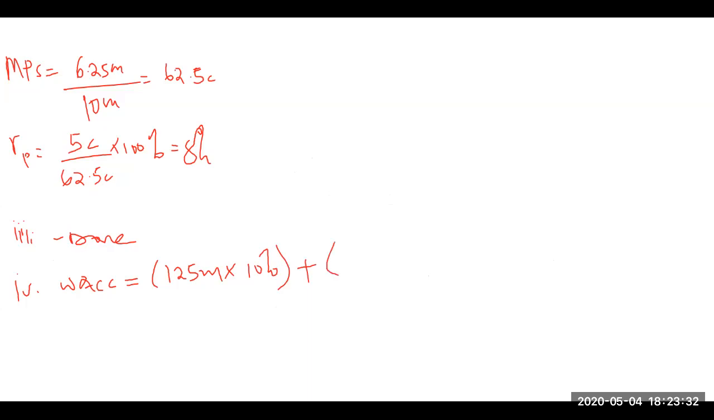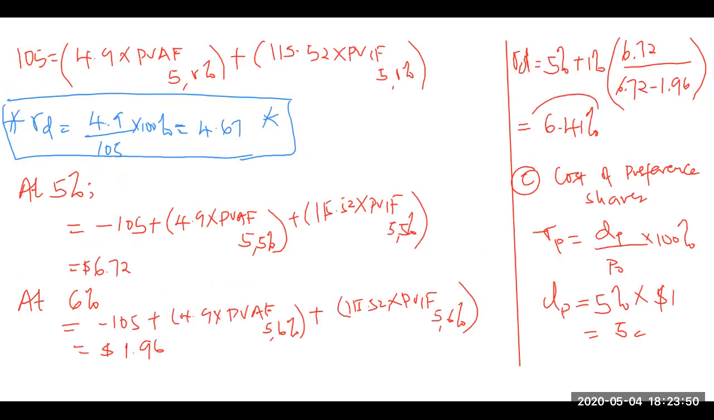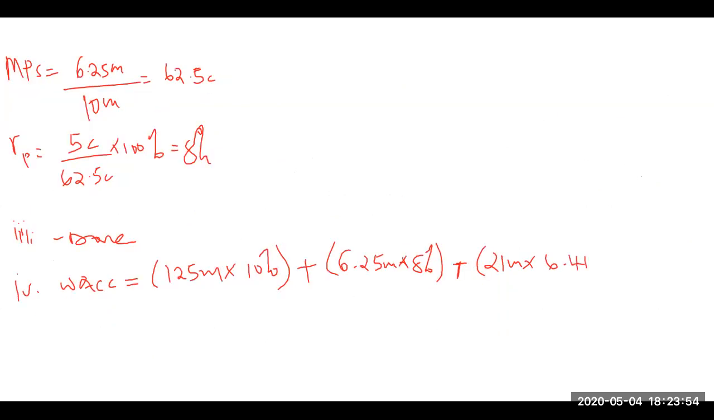Plus the company also got finance from preference shares with a market value of 6.25 million and a cost of 8%, times 8%. The company also raised money from bonds with a market value of 21 million at a cost equal to, we have it here, 6.41%, times 6.41%. And then the total market value.